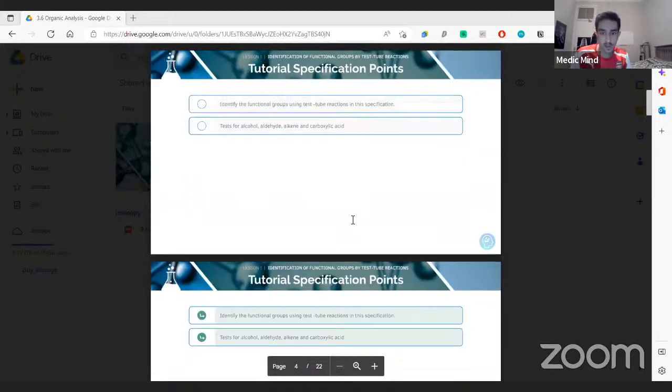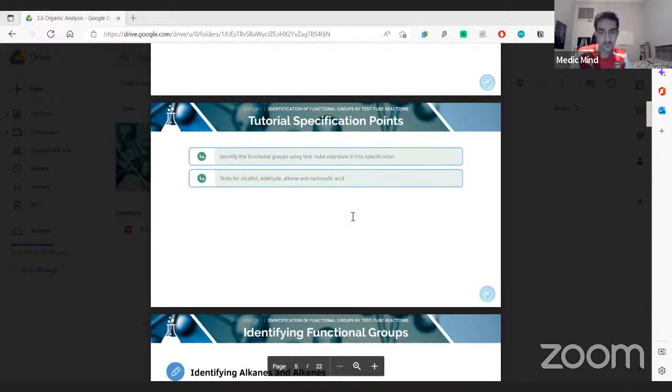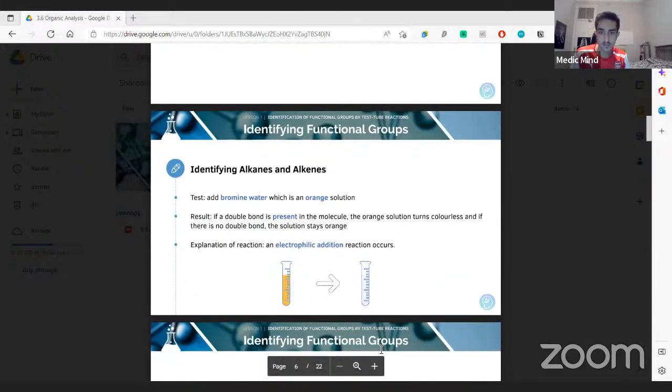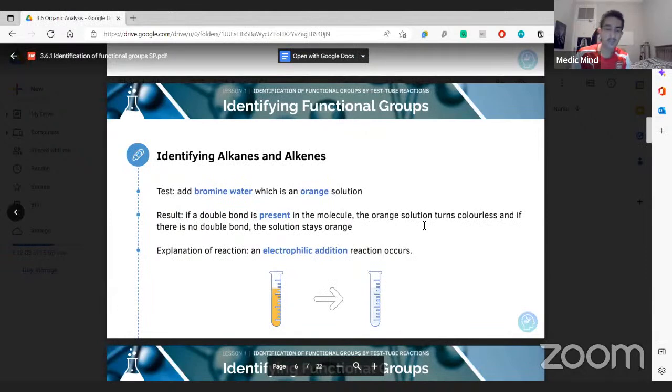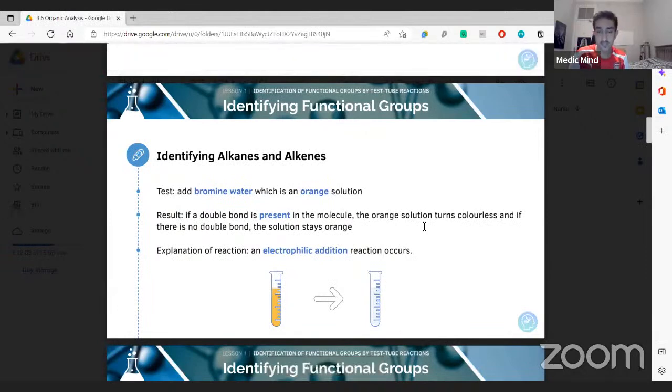So, identifying functional groups using test tube reactions. How to identify alkanes and alkenes? The test is adding bromine water, which is an orange solution. If it's an alkene, meaning a double bond is present, the orange solution will turn colorless. If there is no double bond present, the orange solution stays orange.